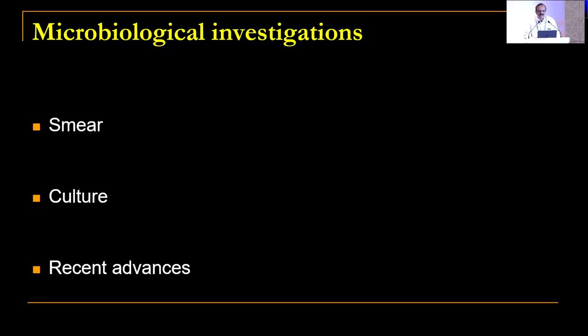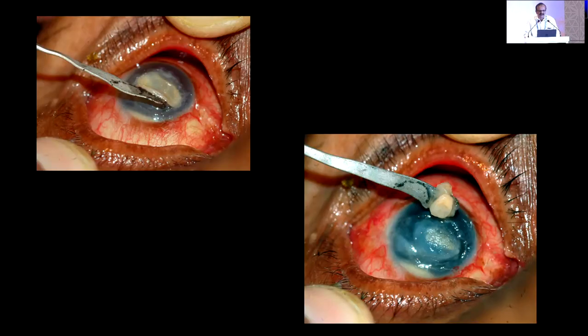How about the microbiological investigation, smear, culture, and recent advances? One of the things which you should really do is to take the specimen correctly. Unless you take the specimen correctly, the microbiologist is not going to give you a correct answer. And one advantage in fungal ulcer is you can take it like a plaque. When you take it like a plaque, it serves two purposes. One, it gives diagnostic material for the microbiologist. Second, it acts as a therapeutic debridement so that the drugs can actually reach the deeper parts of the cornea in a much more perfect fashion.